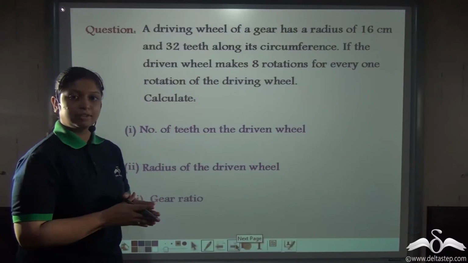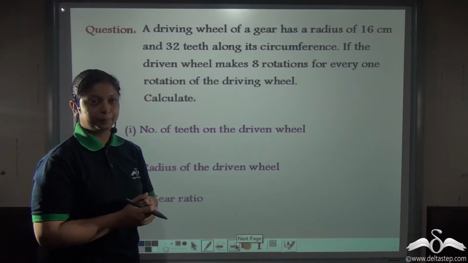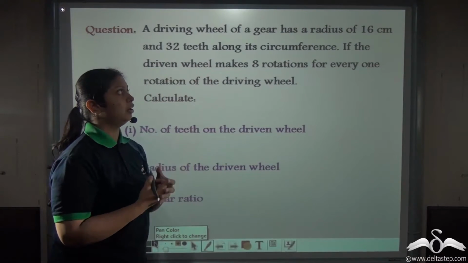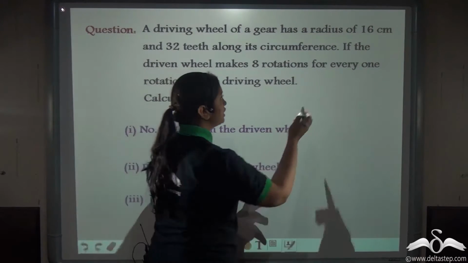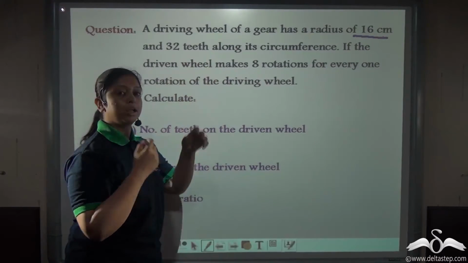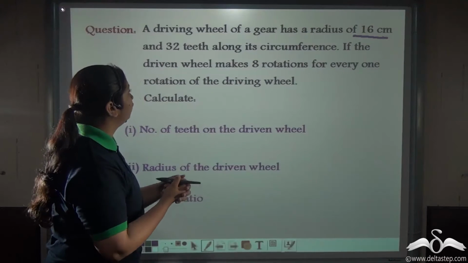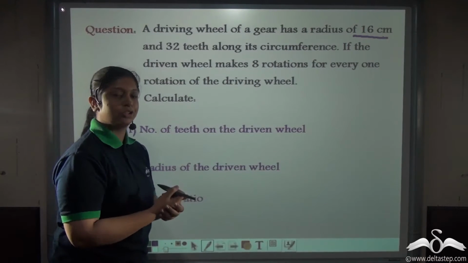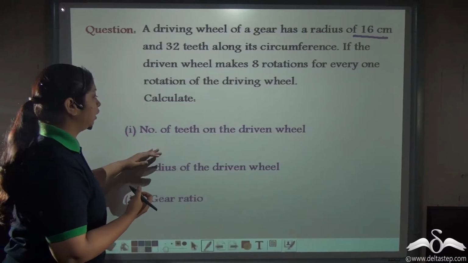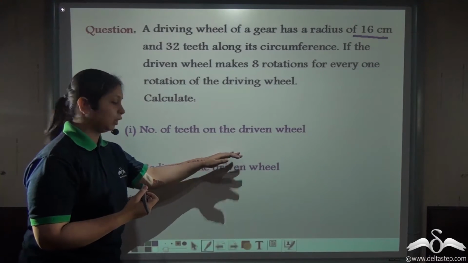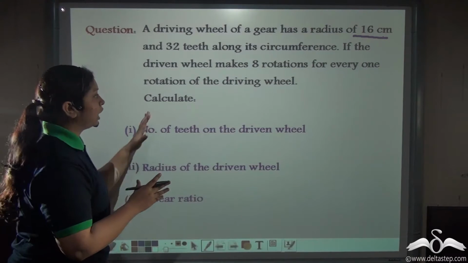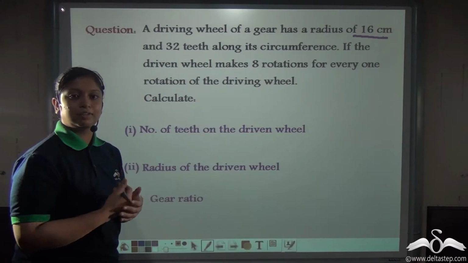So, with this information given, let us try to solve a sum. In this sum, it is given that the driving wheel of a gear has a radius of 16 centimeter and it has 32 teeth along its circumference. Now, if the driven wheel makes 8 rotation for every rotation of the driving wheel, we need to calculate the number of teeth of the driven wheel, the radius of the driven wheel, and the gear ratio. So, let us try to see what are the things that are given to us.